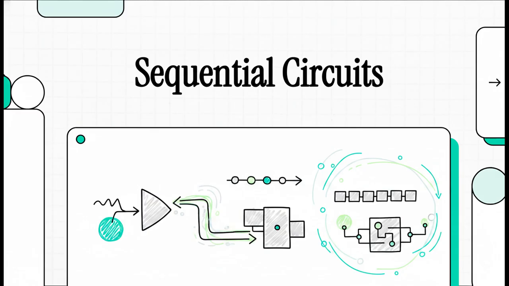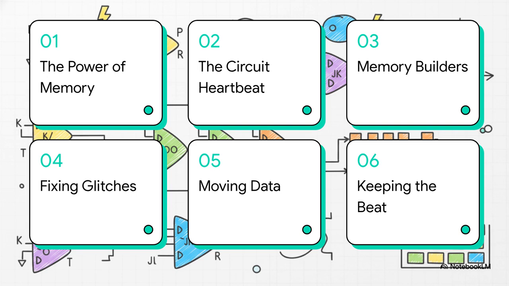Let's get right into it. Here is our roadmap for today's evolutionary journey, taking us from a basic feedback loop all the way to complex timekeeping. 1. The power of memory. 2. The circuit heartbeat. 3. Flip-flops, the memory builders. 4. Fixing glitches, master-slave. 5. Shift registers, moving data. And finally, 6. Counters, keeping the beat.